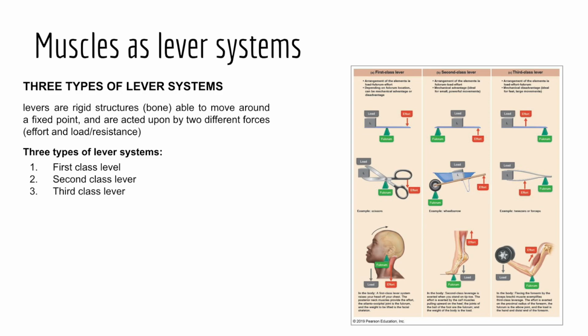Now that we have some general terminology in place, let's go ahead and look at the three classes of levers: first class, second class, and third class. These levers are determined based on the position of the effort, the position of the load or resistance, and the fulcrum in relationship with each other. As we look through these examples, I'll show you what I mean.